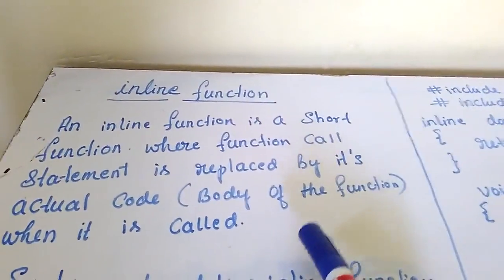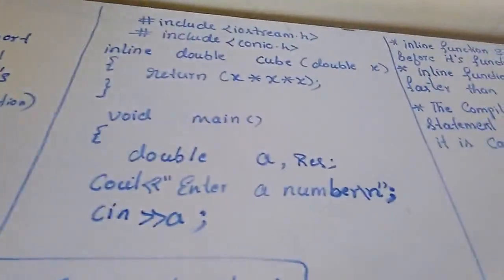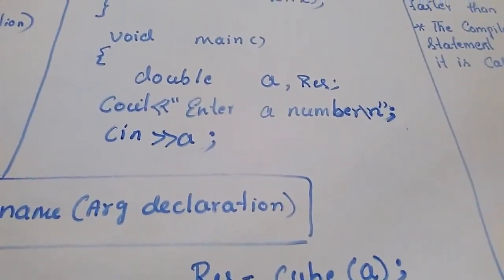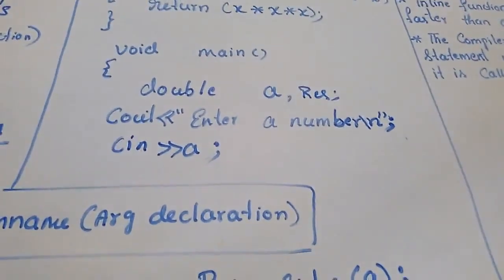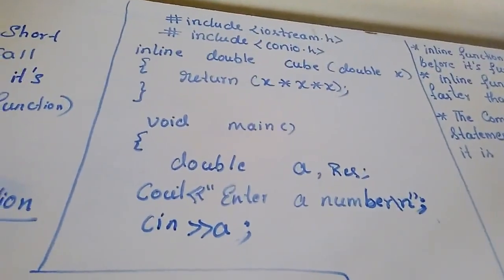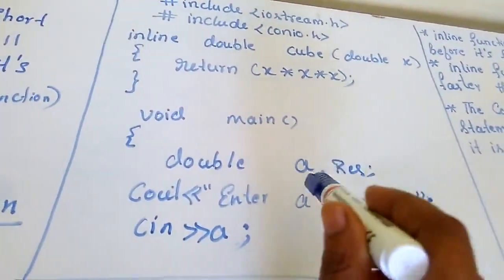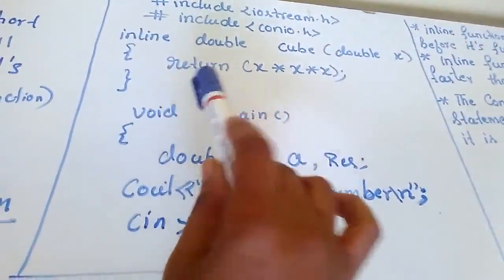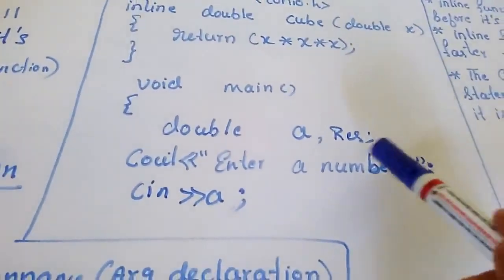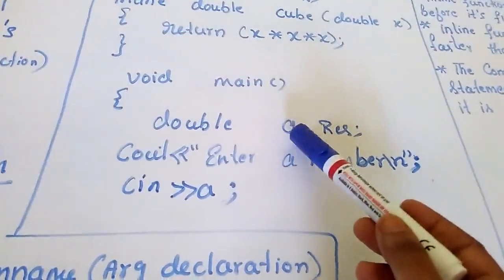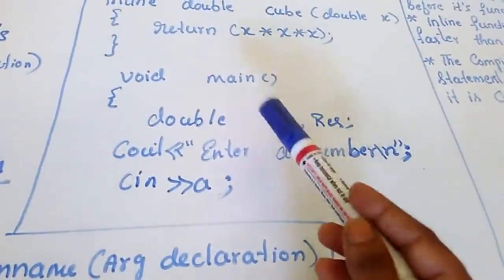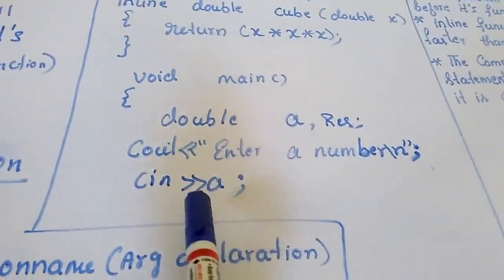Let us understand this through an example. Execution always starts from the main function. In this program, I am going to calculate the cube of a number. After the header files, I defined the function first, and later I am going to call it from the main function. In main, I have taken two variables, one for input and another to store the result.